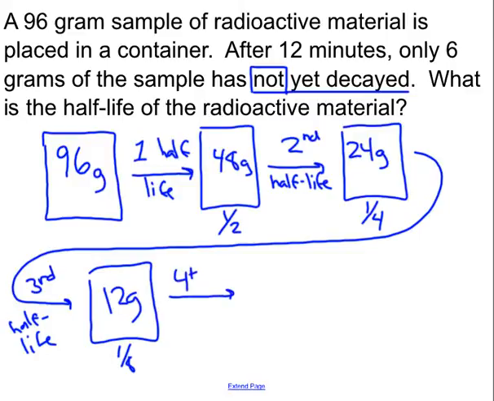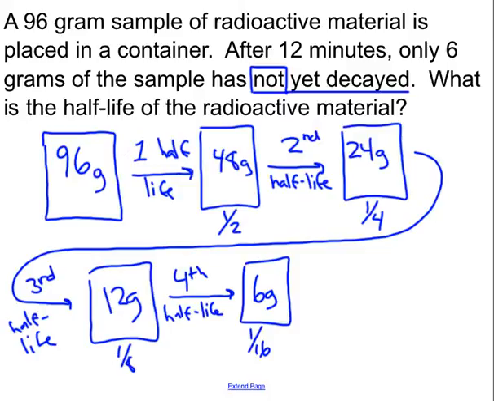After the fourth half-life, we're going to have only 6 grams of radioactive material left. 1/16 the original amount. Not that that's part of this question's answer, but we're getting there. The 6 grams isn't the answer yet either. But we just figured out that it took 4 half-lives to get down to 6 grams remaining.